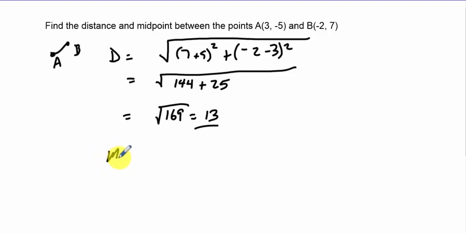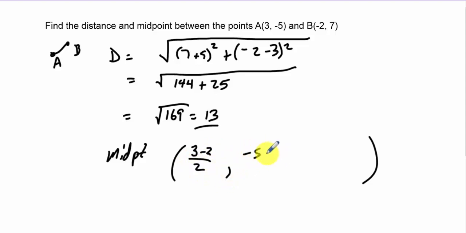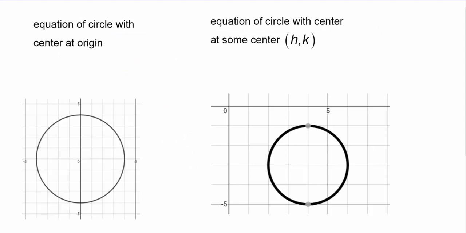So now if I want the midpoint, basically I'm going to take the average of the x's and the average of the y's, so I have 3 minus 2 over 2, and negative 5 plus 7 over 2, which gives me a half and 1. And that's about all the review you're going to get, because most of those problems are just plug and chug. Okay, so let's go back to geometry. Talk a little bit about circles.